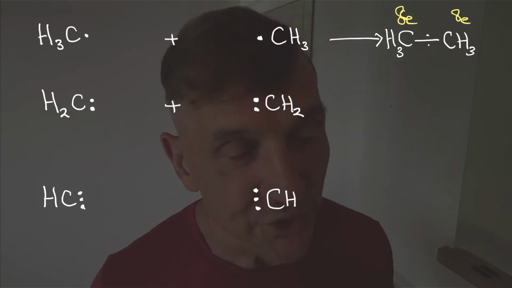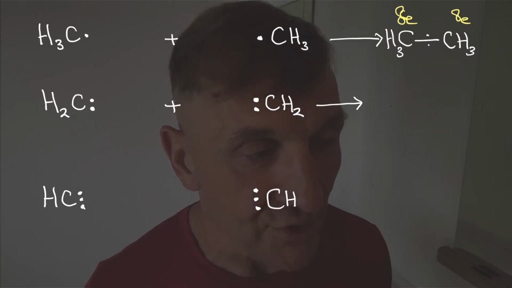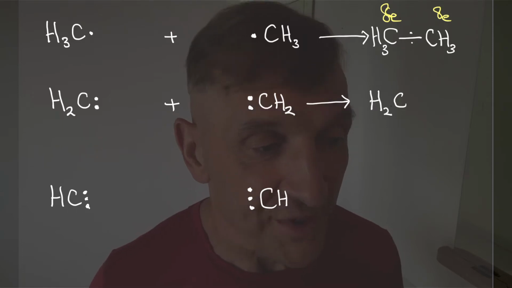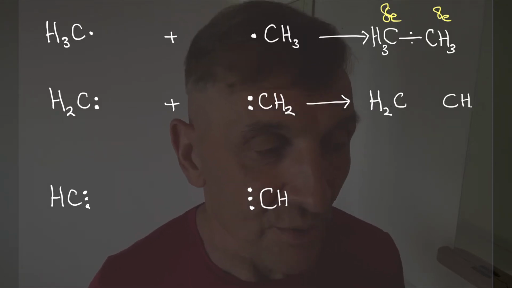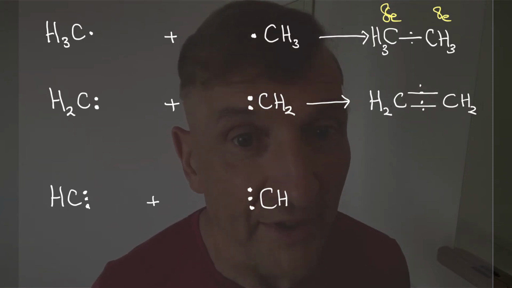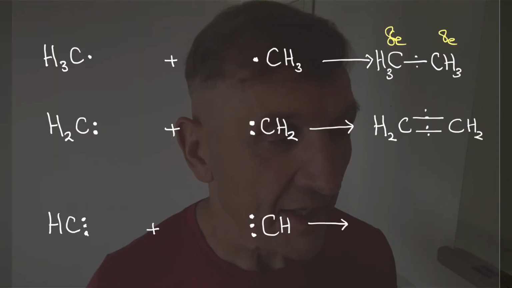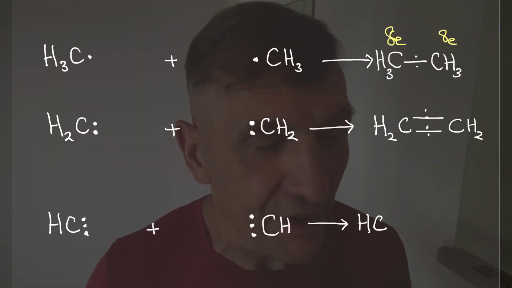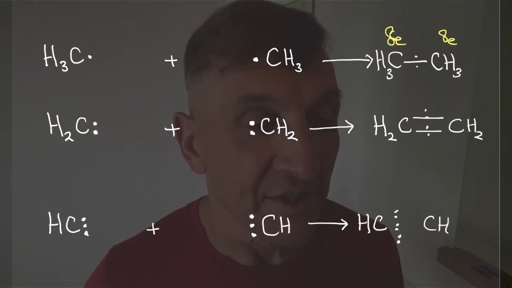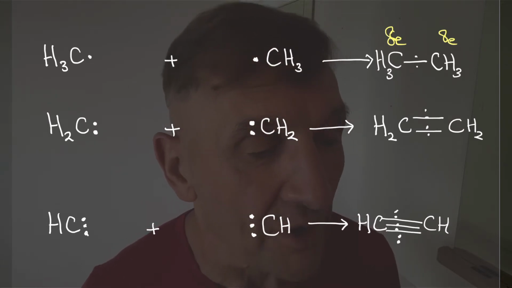If CH2 combined with another CH2, that would give you H2C=CH2. There are 4 electrons being shared. That's 2 bonds. We draw a double bond there. And if HC combined with HC, or CH, then that would give you HC≡CH, 6 electrons being shared, that's 3 bonds, ethyne.